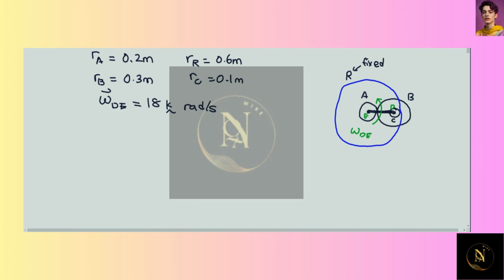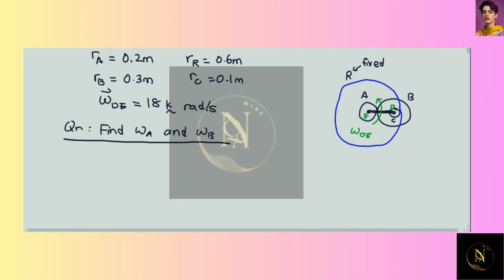If the connecting link DE is pinned to B and C and is rotating at omega DE equals 18 radians per second about the pin at E, determine the angular velocities of the planet and sun gears. So basically we need to find omega A and omega B. This is the question.